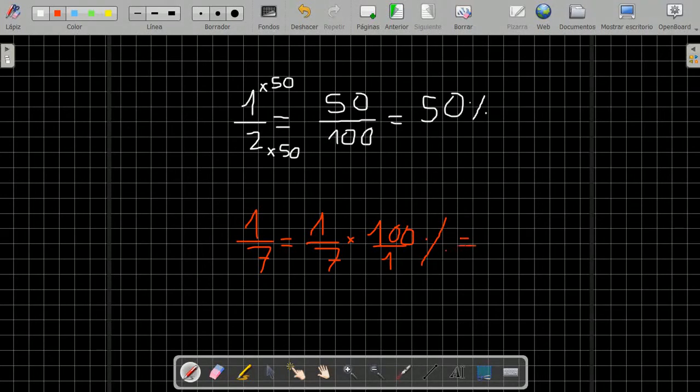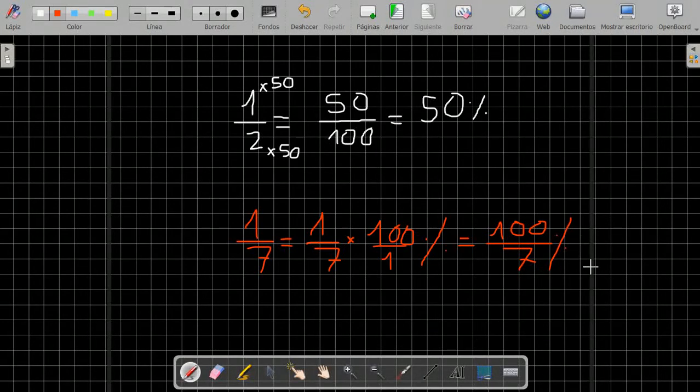And now we have the multiplication of two fractions. 1 times 100, it's 100. And 7 times 1, it's 7. 100/7%.